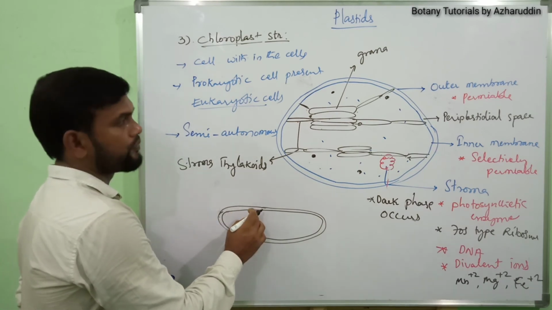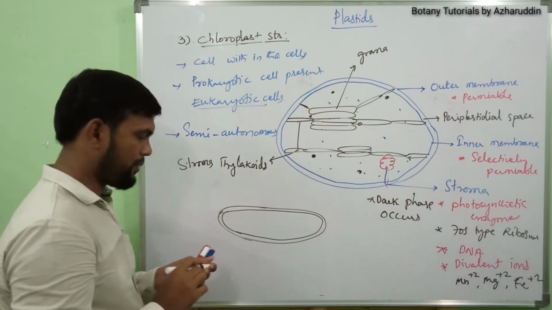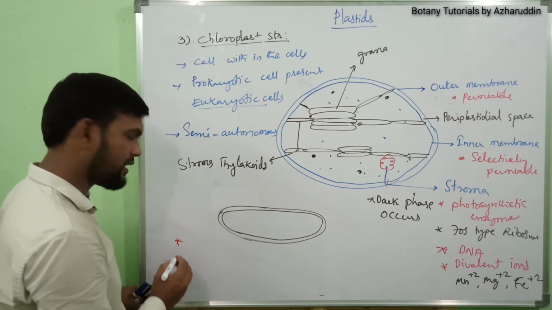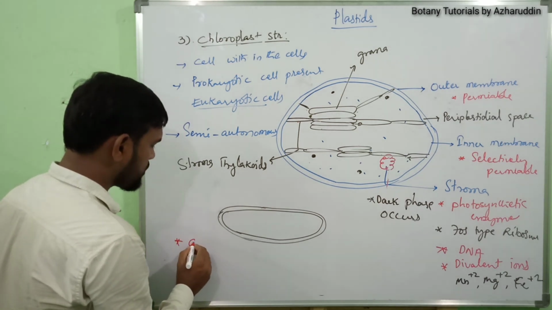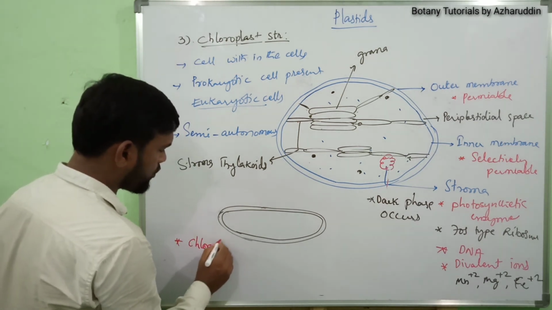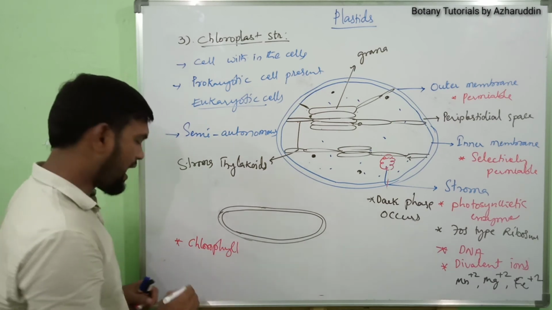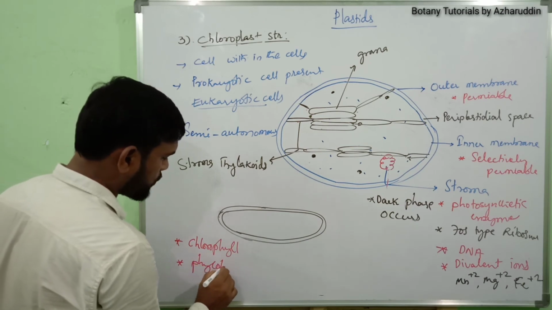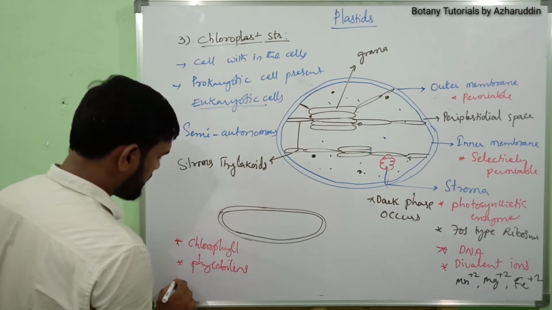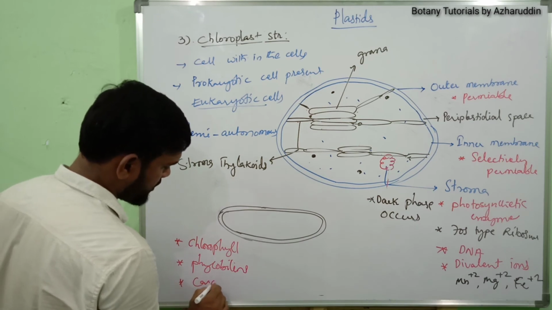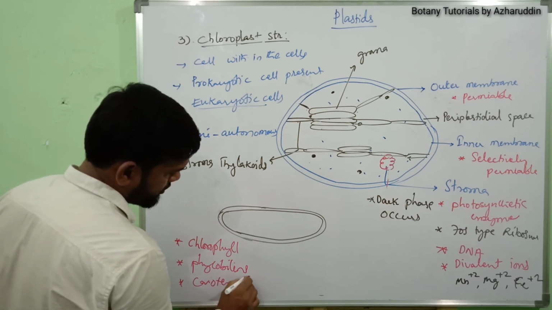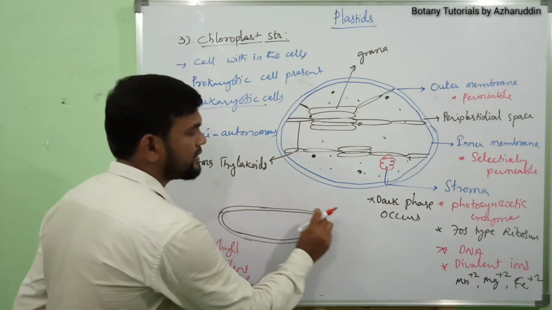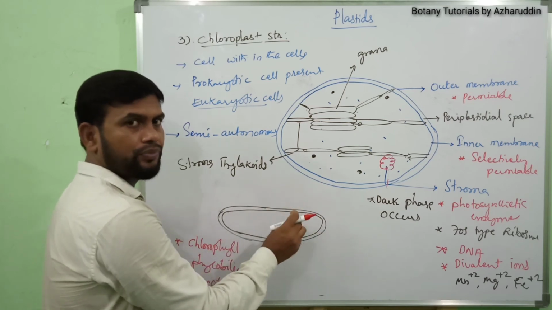In this thylakoid, pigments are present. Pigments like chlorophylls. The main pigment is generally a green colored pigment, that is chlorophyll. And accessory pigments like phycobilins and carotenoids are present. Carotenoids, phycobilins and chlorophylls are present in the thylakoid membrane.